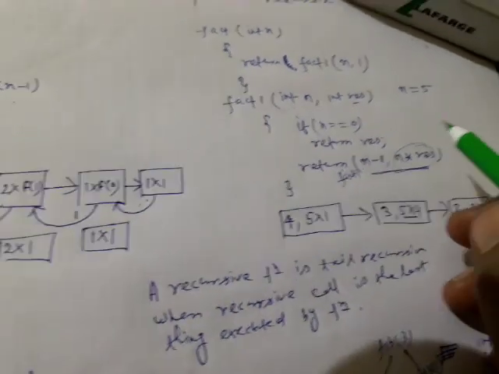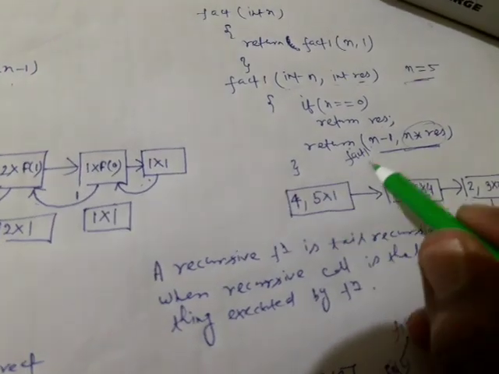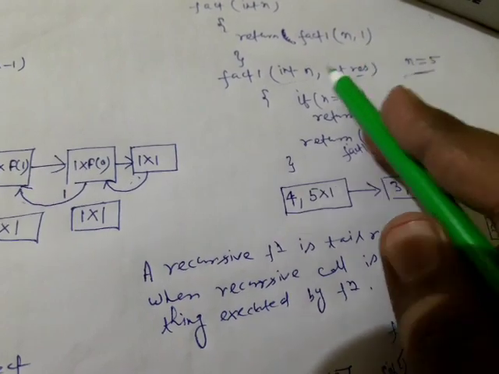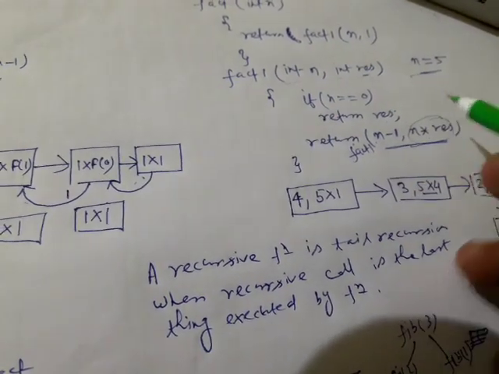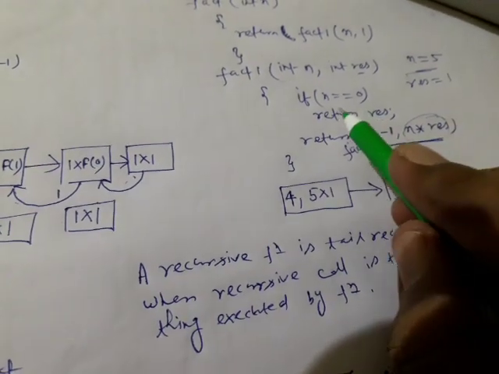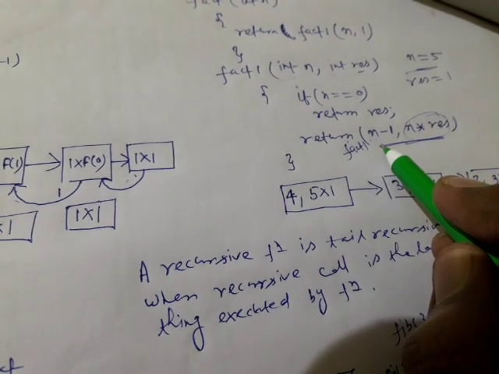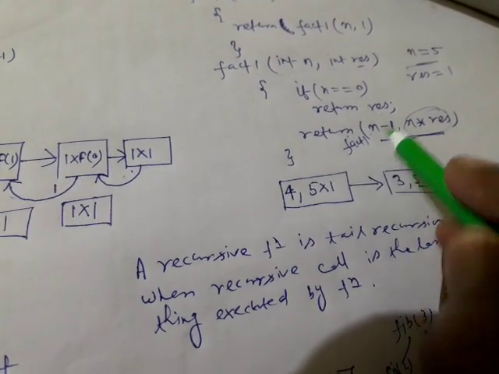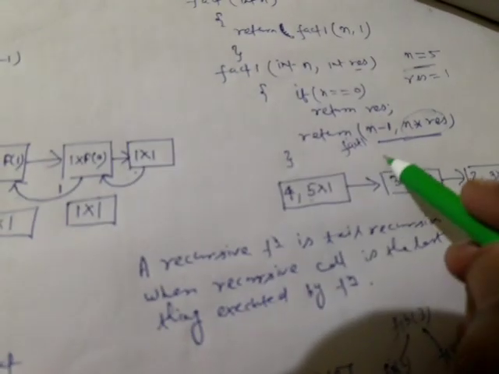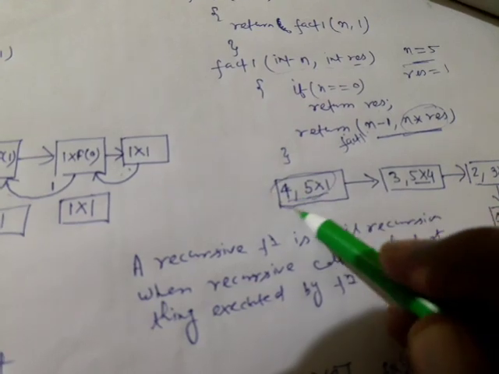We can see here, suppose n equals 5. How will it be executed? Here n is 5 and the result r becomes 1. n equal to 0 is not satisfied, so it goes to this part. In this part n will become 4, and n is 5, as we know, multiplied by the 1. So this is stored in this part.